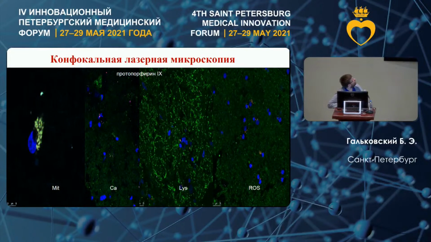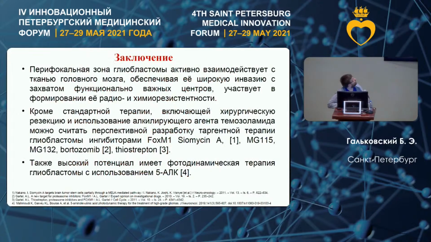To confirm its intracellular localization, we made an additional stain with a mitochondria tracker. It's green, and nuclei are blue. Protoporphyrin is red. So we have colocalization of the signal of protoporphyrin 9 and mitochondria, it's yellow light. This confirms the presence of oncogenic tumor cells in the perifocal zone of glioblastoma.